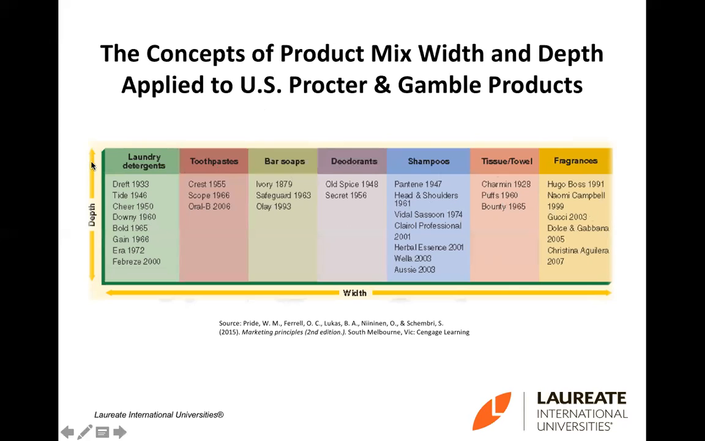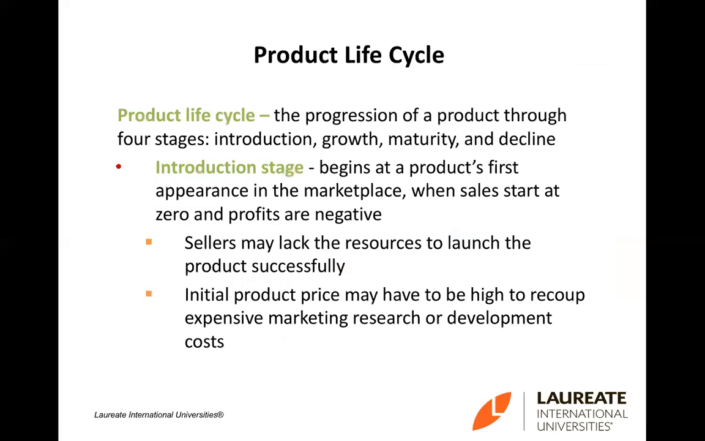And in terms of product depth, each product line has several levels of depth. So in terms of laundry detergent, they have Draft, Touch, Cheer, Downy, Bold, Gain, Era, and Febreze 2000. So there are some examples of the laundry detergent that PNG has. Basically, they are the ones that I'd like to highlight to you.